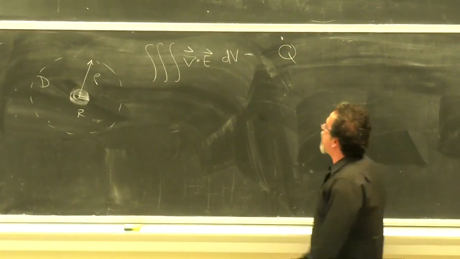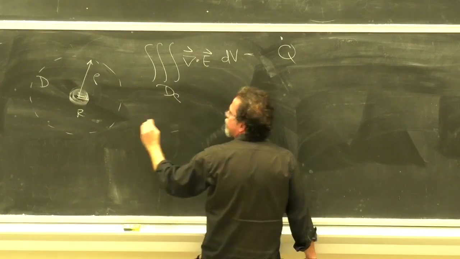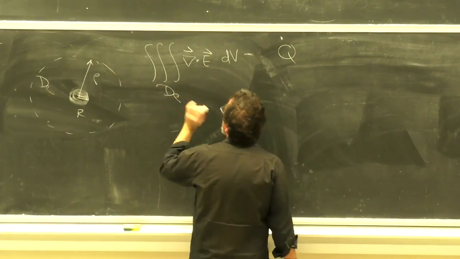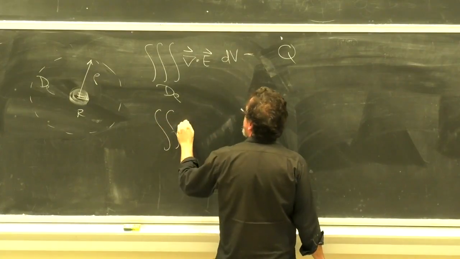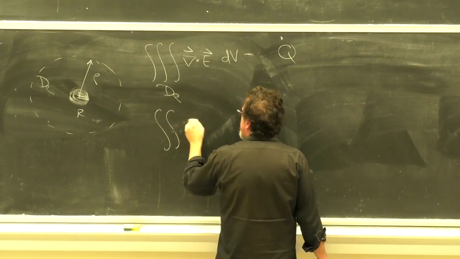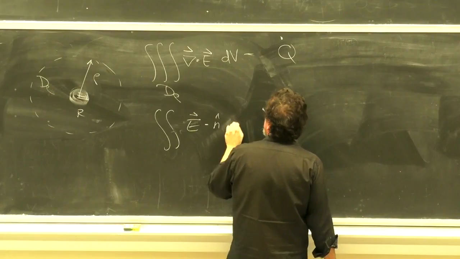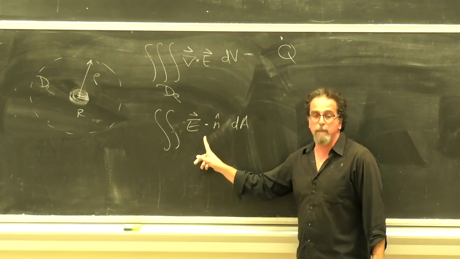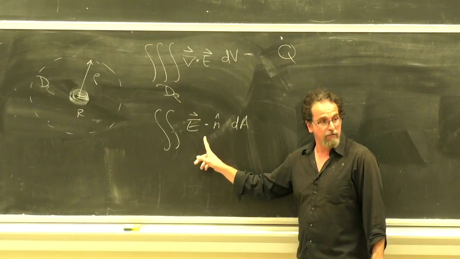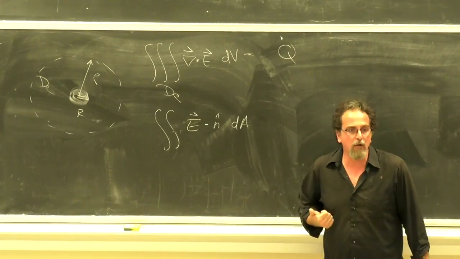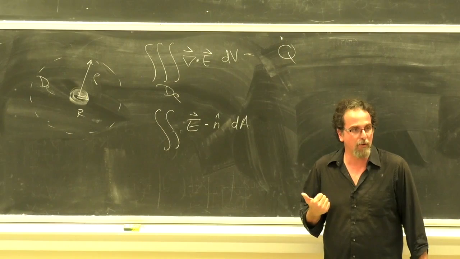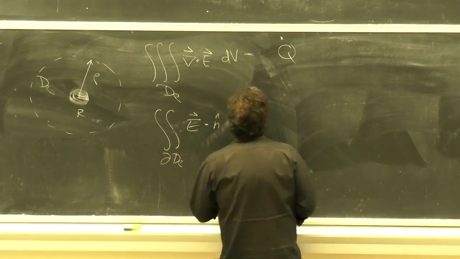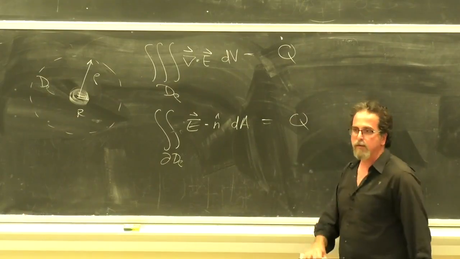Okay? Now, by the divergence theorem, I'm going to put a sub-rho here to emphasize that it's associated with radius rho. By the divergence theorem, the left-hand side is equal to the integral of E dot n hat dA. It is the normal component of E on the boundary of this sphere. Normal is radially outward, right? It's the radially outward component. And this is on the boundary of the sphere D rho. And this is Q. Okay?